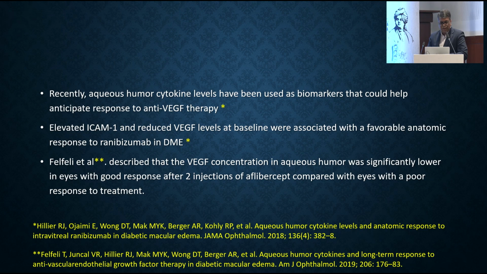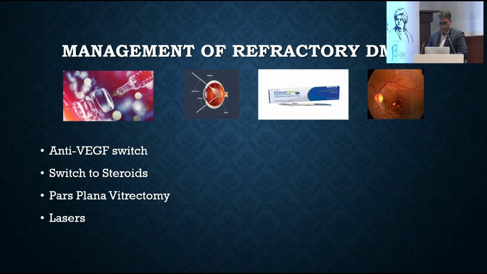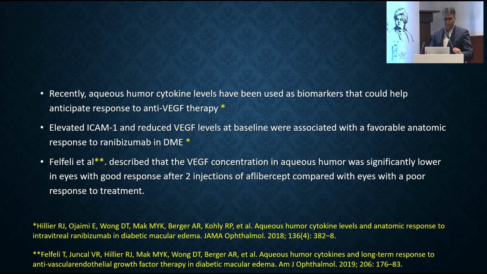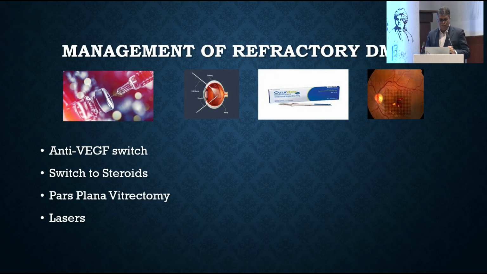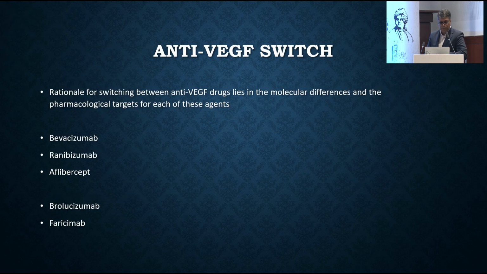Recently, aqueous humor cytokine levels have been used as biomarkers that could help anticipate response to anti-VEGF therapy, and elevated ICAM-1 and reduced VEGF levels at baseline were associated with favorable anatomical outcomes with anti-VEGFs in DME. So when you are landing up with so many patients in refractory DME, what is the treatment protocol? What are the options that we have? We can do either an anti-VEGF switch, we can switch to steroids, we can plan vitrectomy, or we can add lasers. So we'll go through them one by one.